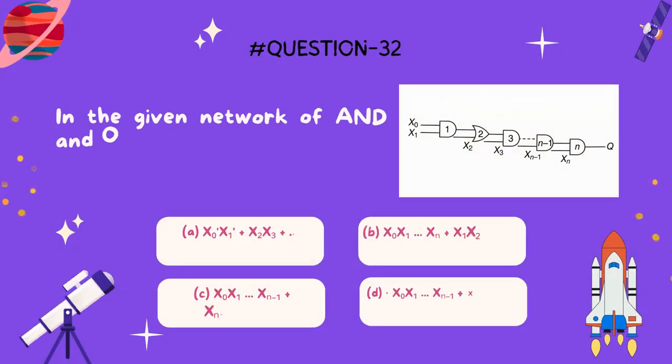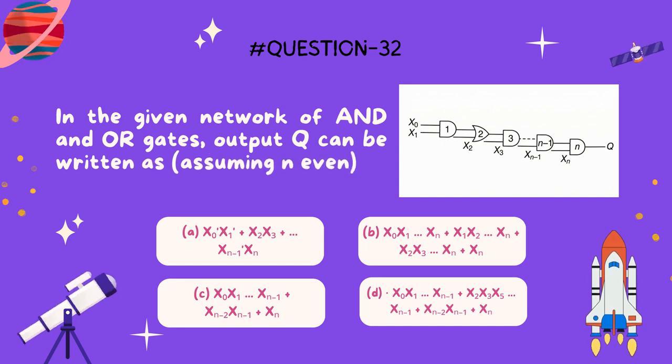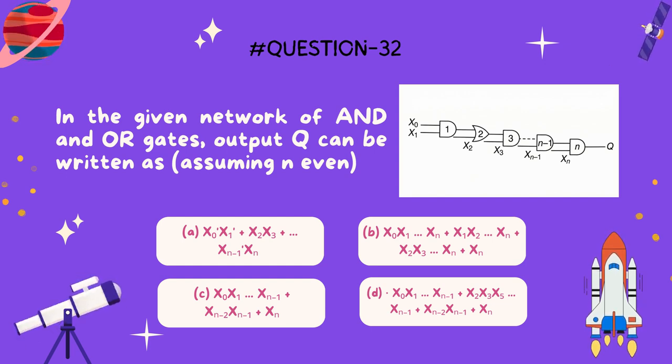32. In the given network of AND or gates, output Q can be written as, assuming n even: A, X sub 0 prime and X sub 1 prime, or X sub 2 and X sub 3, or, and so on up to X sub n minus 1 prime and X sub n. B, X sub 0 and X sub 1 and so on up to X sub n, or X sub 1 and X sub 2 and so on up to X sub n, or X sub 2 and X sub 3 and so on up to X sub n, or X sub n.